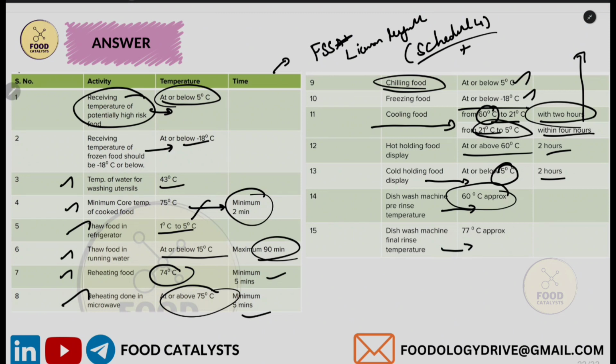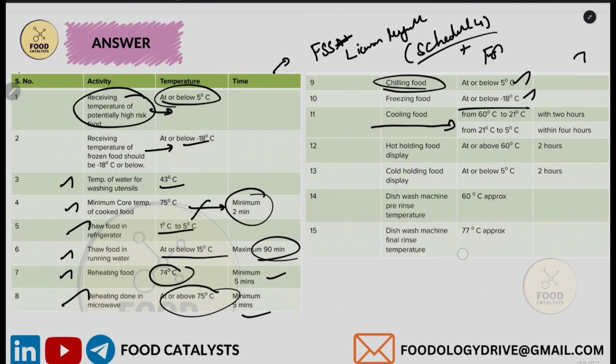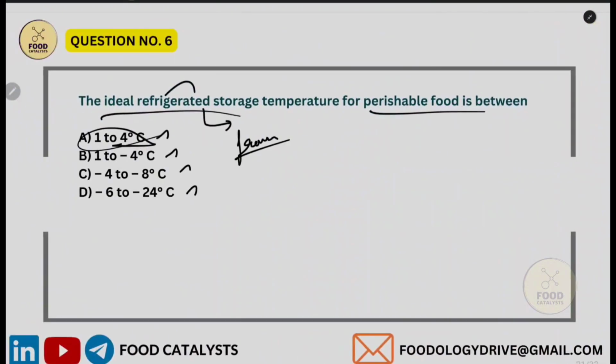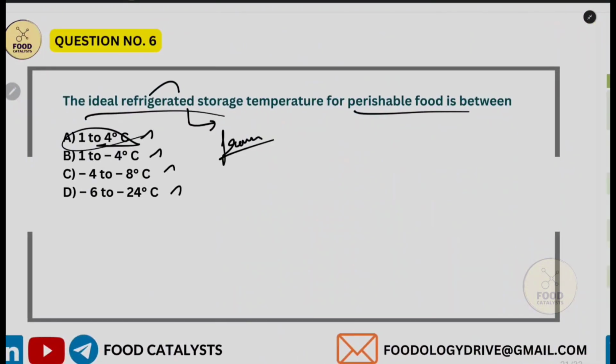These are some of the values which I have taken from Schedule 4, plus there are also many manuals and food safety training courses I have taken. I combined all of these and made this table. You can also see these tables in many food safety courses. So that's it, and here the answer is simple: it's actually 1 to 4 degrees Celsius.